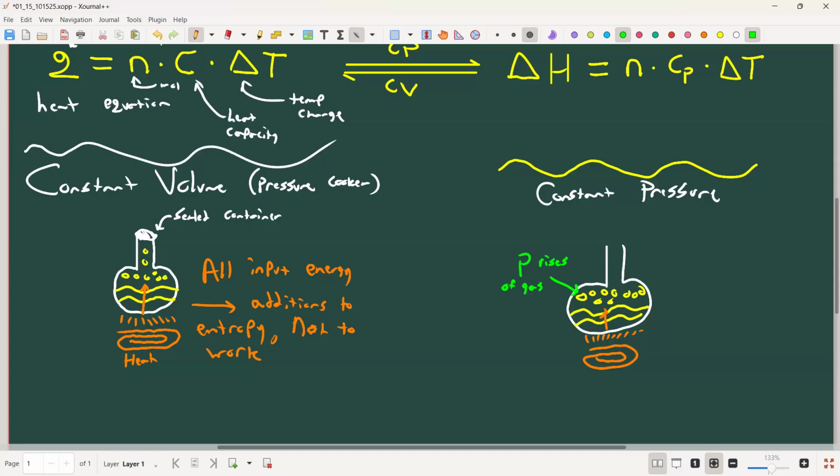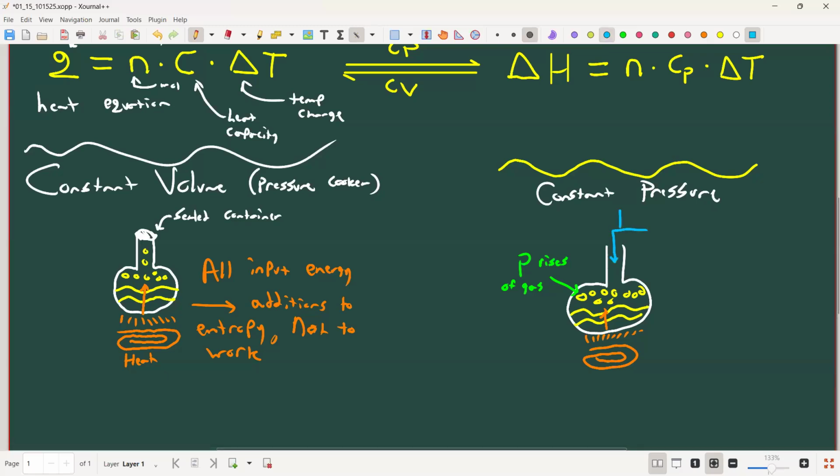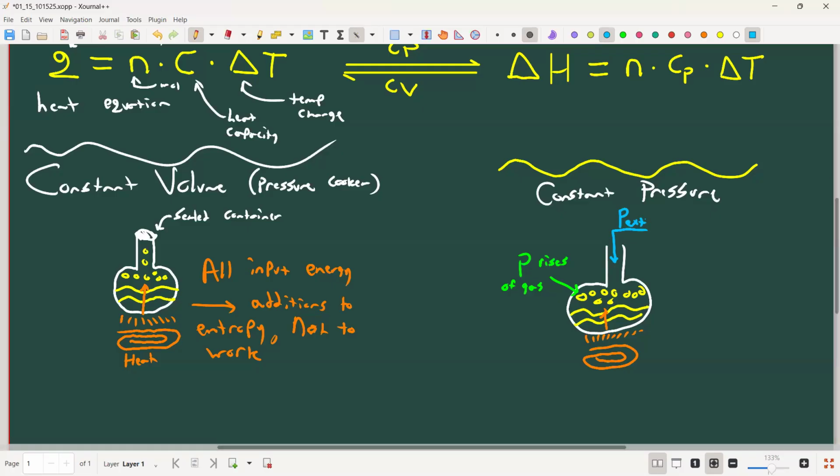But it's open air, right? So there's always a restoring pressure from the atmosphere, the external pressure. And in a constant pressure process, these pressures need to be equal, right? The internal pressure needs to be the same as the outside pressure. So as the gas heats and starts to move more and the pressure rises in here, it's going to have to escape, because the pressure can't change. The pressure has to be constantly P external. So as the internal pressure rises, the gas just leaves.